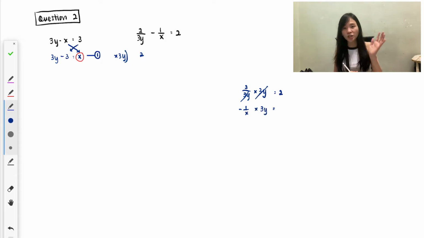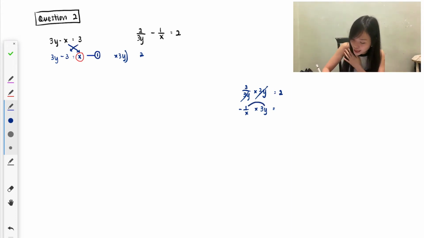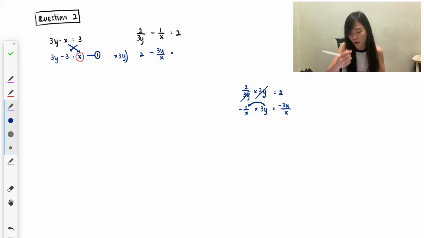When a fraction times a number, okay? Isn't it you guys will always times the top part of the fraction? I hope you guys remember that. So 3y times negative 1, isn't it negative 3y and then over x? Let me write for you guys. Isn't it here will be negative 3y over x. Next one, the 2 also needs to times 3y.